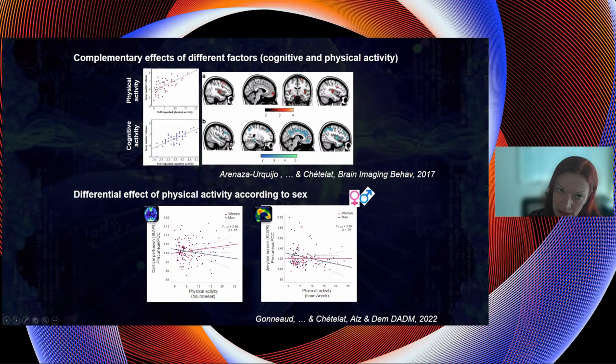For example, you can see here on the same population the impact of physical activity on gray matter volume, and here in blue the impact of cognitive activity on brain volume. And you can see that those two activities have an impact on distinct brain regions, suggesting distinct mechanisms, and also the fact that they might have a complementary effect. And also, as I told you, we've seen that physical activity might differ according to sex.